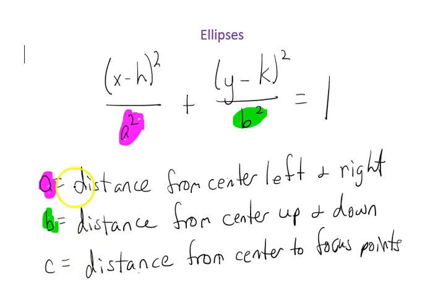Now c, it's not in your formula. c is the distance from the center to the focus points. And so we need to be able to locate those focus points, and c has its own way to be figured out. It's not something that you can look at the equation and say, oh, c is this. We have another way of finding it.